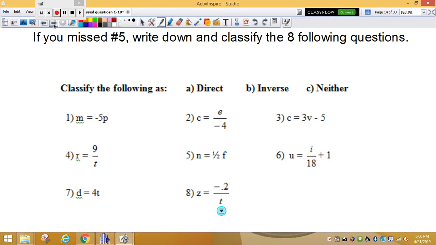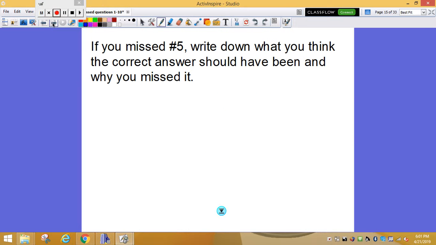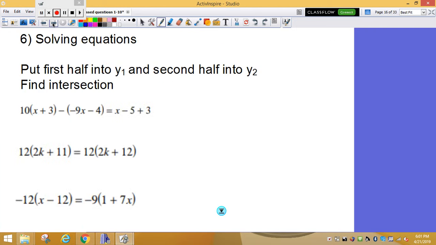So if you miss number 5, I want you to write down these 8 problems, and I want you to tell me if they're direct, inverse, or neither. And again, it has different letters. The first one's always the y and the x, right? If you want to put y's and x's to help you figure them out. So pause it, do these 8 problems. Also, if you missed number 5, I want to write down what the answer should have been and why you think you missed it. Number 6, if you missed number 6, I want you to pause it. I want you to write all this stuff down.